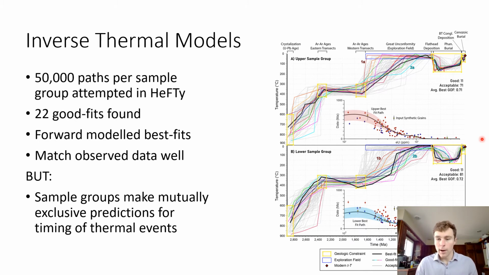We then forward modeled the best fit paths, shown here in black, from both our upper and our lower elevation sample groups. They both form pretty good fits to our observed data. However, these sample groups make mutually exclusive predictions for the timing of major thermal events, which can't have been the case considering they were sampled only kilometers from one another.